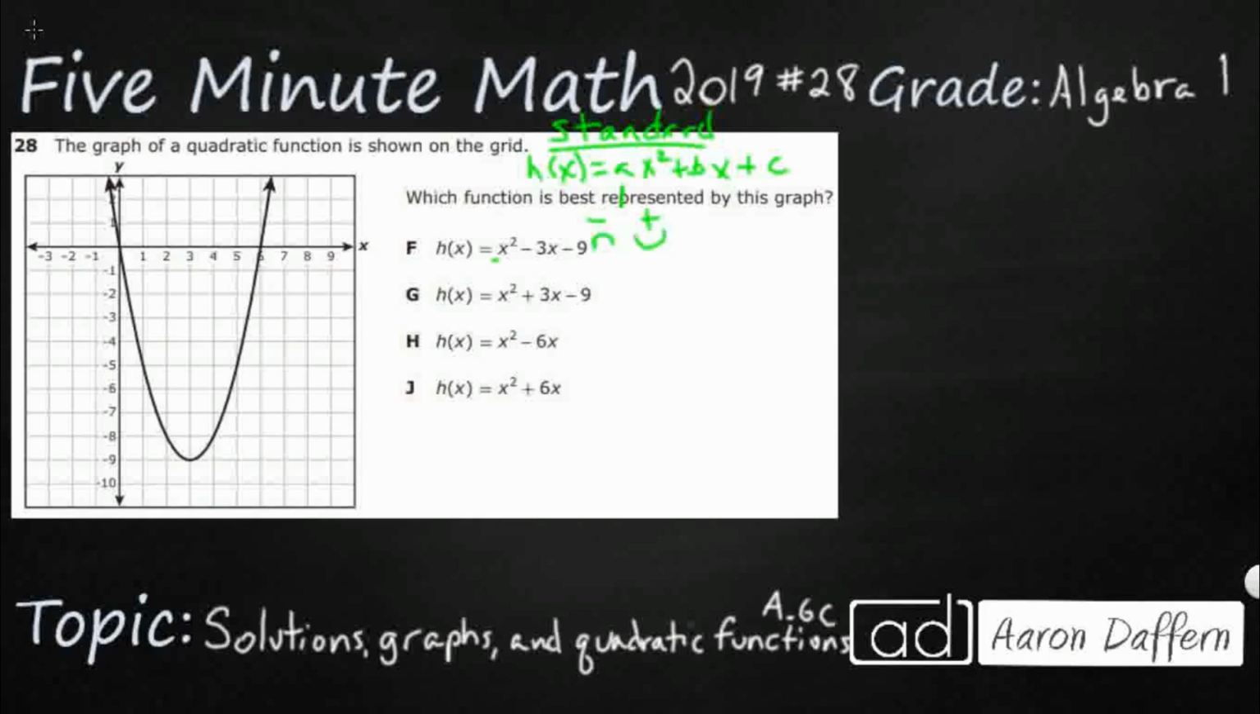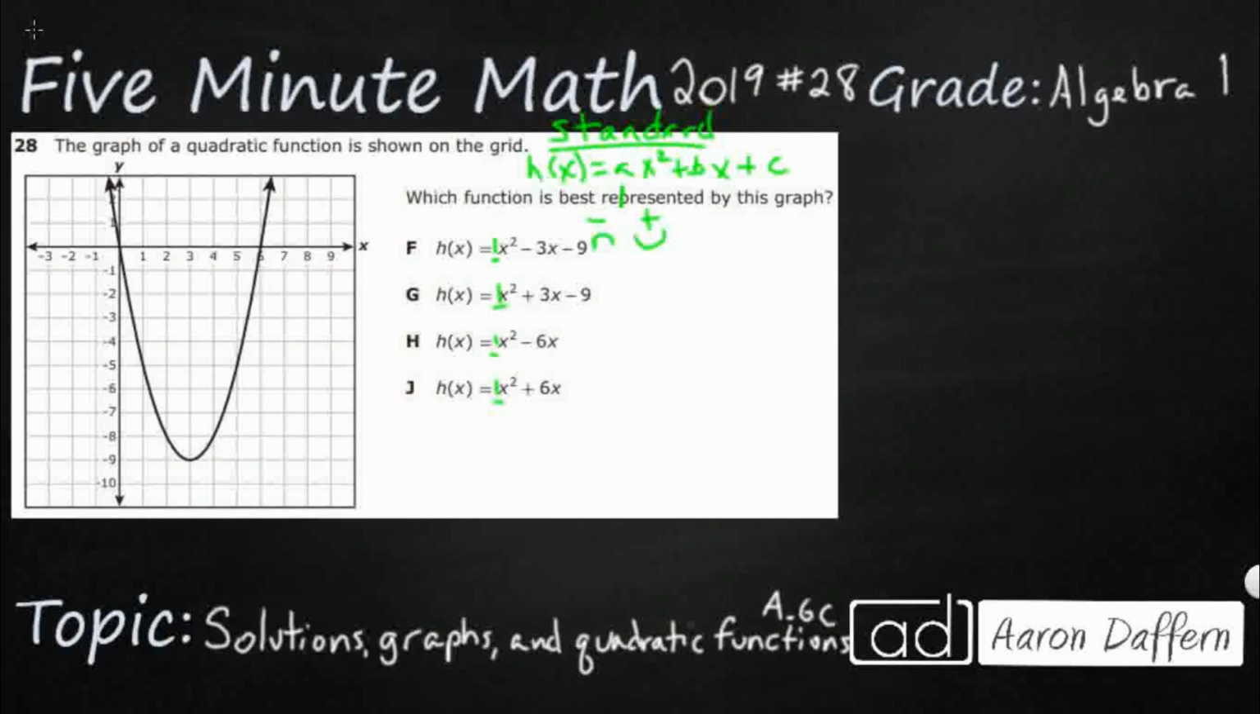And take a look at, first off, we don't have any a's here. They're all just going to be a 1. Just assumed 1, and it looks like they're all positive. So we can't eliminate any answers because there happens to be a negative a.